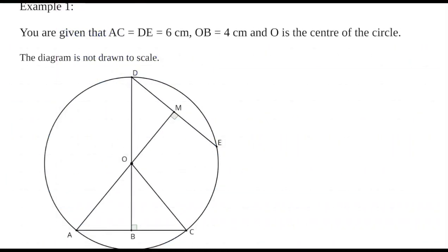Our example 1, you are given that AC equals DE, and both equal 6 units. AC is 6, DE is 6, and then OB is this one, that's 4 units. That's 4 centimeters.